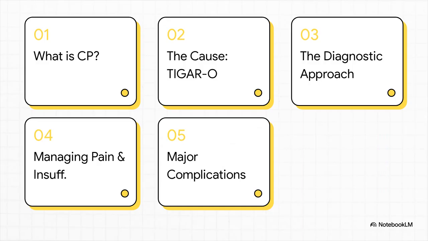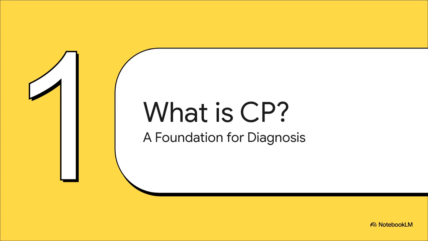So here's how we're going to tackle this. We'll walk through it just like a real clinical case. First up, what exactly is chronic pancreatitis? Then we'll dig into the causes with TGAR-O, figure out the best diagnostic approach, talk about managing pain and insufficiency, and finally wrap up by navigating those major complications you're bound to see. All right, let's jump right in.